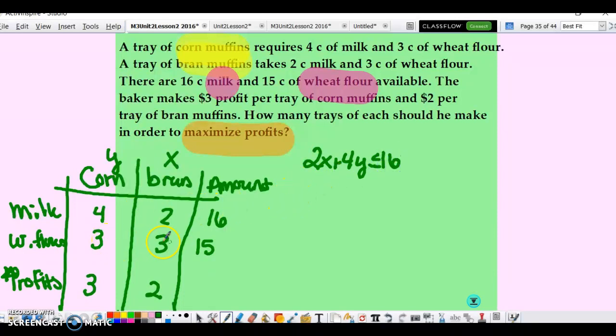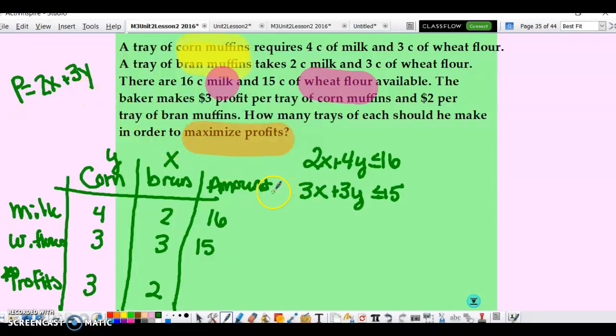Then for the wheat flour, 3 for each. So my equation follows: 3 times each bran muffin x plus 3 times each corn muffin y must be less than or equal to 15. Now my profit equation, I'll write up here because that's my objective: 2 times x, so $2 for every bran muffin, plus 3 times y. I'll use that when I'm done to see what combination makes me the most profit.